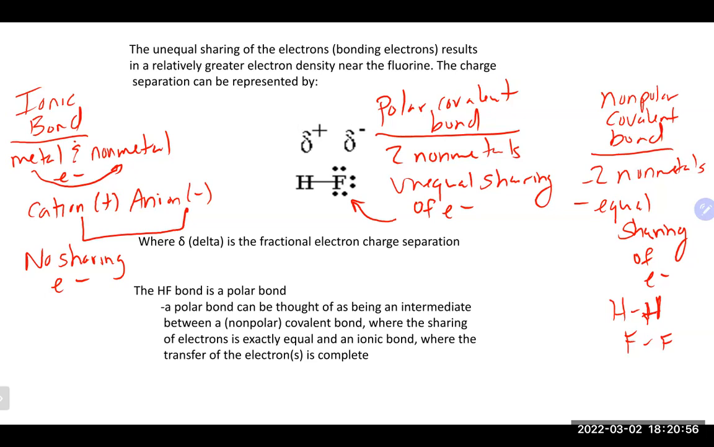So you may be asking yourself, how do I know when I put these two together, are they going to play nice and share equally, or are they going to share unequally? Like I said before, it's the electronegativity values that help you determine whether those electrons will be shared equally or unequally. So let's talk a little about how we could use electronegativity to help us decide whether we're going to get a polar bond or a non-polar bond.